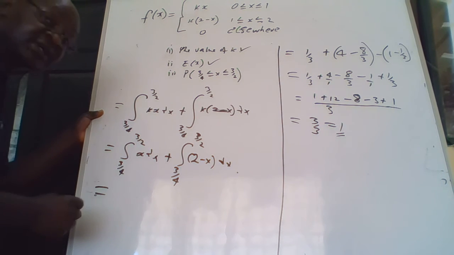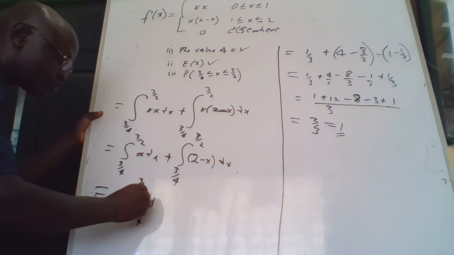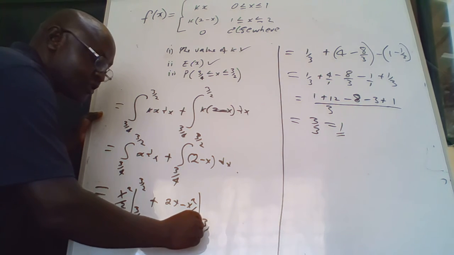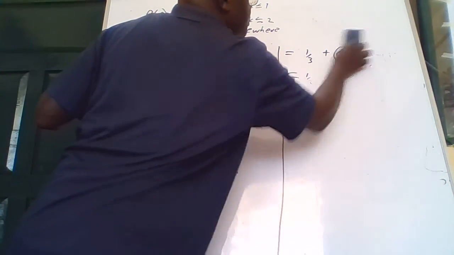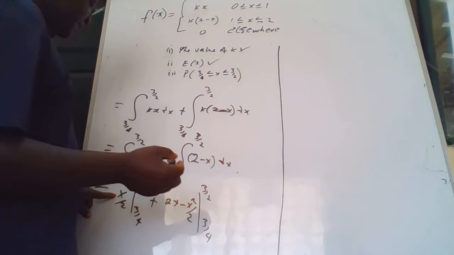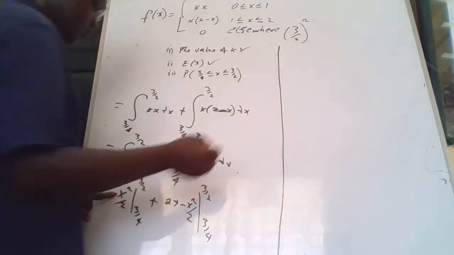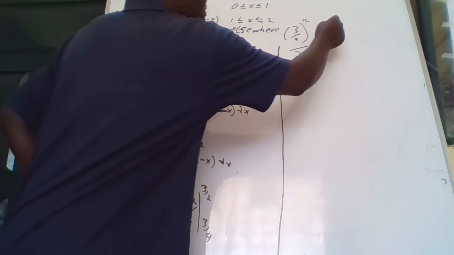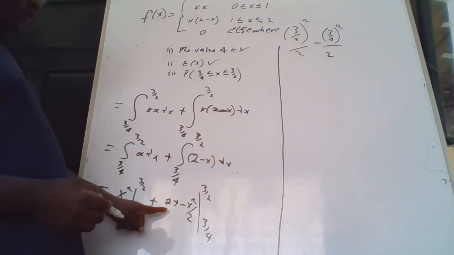This equals, now when you integrate x, we have x squared all over 2, integrating from 3 all over 4 to 3 all over 2, plus here we have 2x minus x squared all over 2, integrating from 3 all over 4 to 3 all over 2. Now we substitute. So we have 3 all over 2 squared all over 2 minus 3 all over 4 squared all over 2.